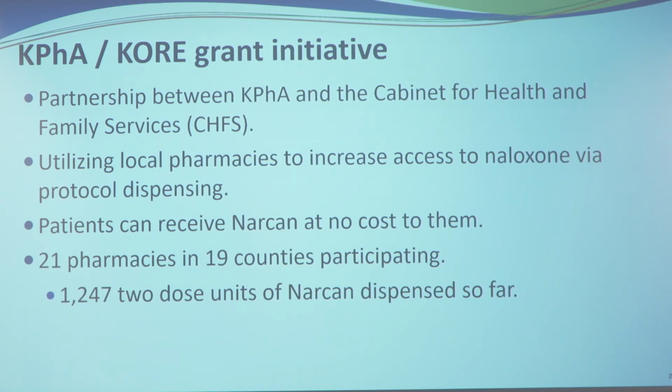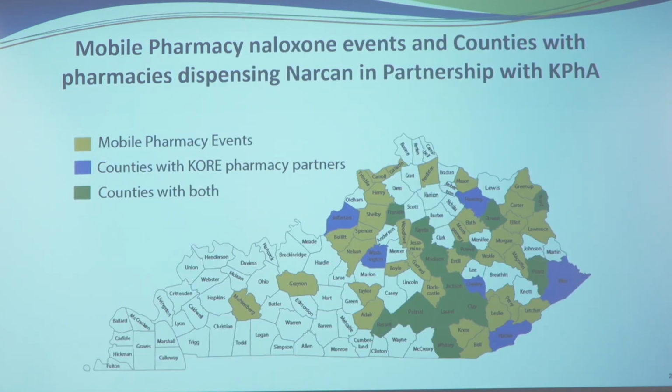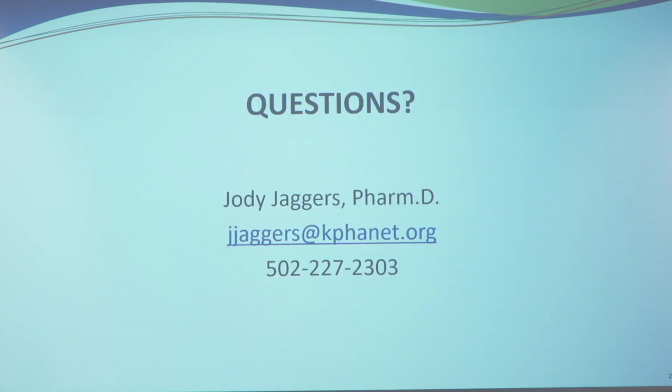Right now we've got 21 pharmacies in 19 different counties participating, and we've dispensed a little over 1,200 two-dose packs of naloxone. This is just a map that shows kind of where we've been, either with the mobile pharmacy in yellow, or in green, or blue is counties where we just have a partner pharmacy with the CORE initiative. And that's all I've got.